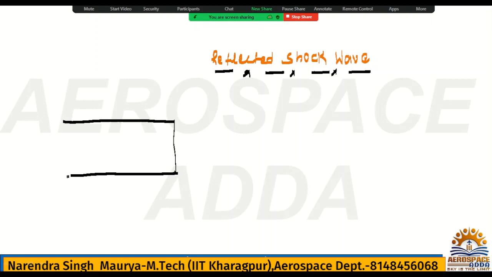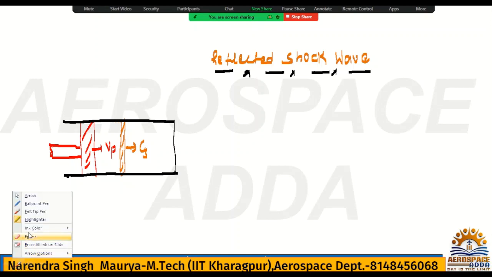So earlier I had shown you, suppose this is the cylinder, okay? Inside this cylinder, we have one piston, and this piston is moving in forward direction with velocity Vp. I had shown you that because it is moving with supersonic speed, the shock will be formed in the fluid, and the shock will be moving with speed Cs. So this was the previous case I explained to you, that was the moving shock. I told you this reflected shock is one step ahead of the moving shock.